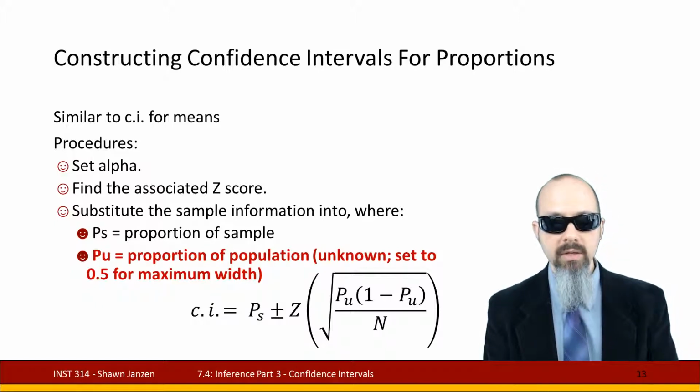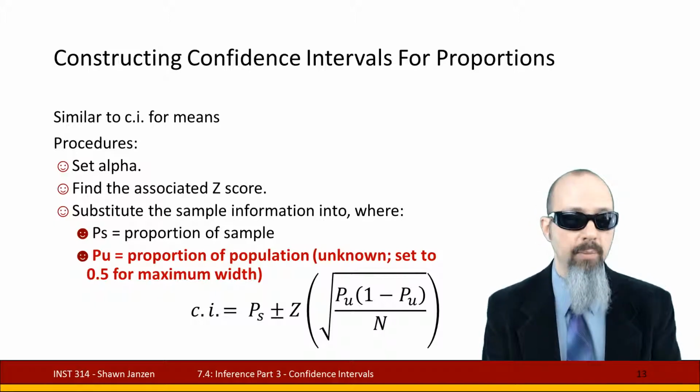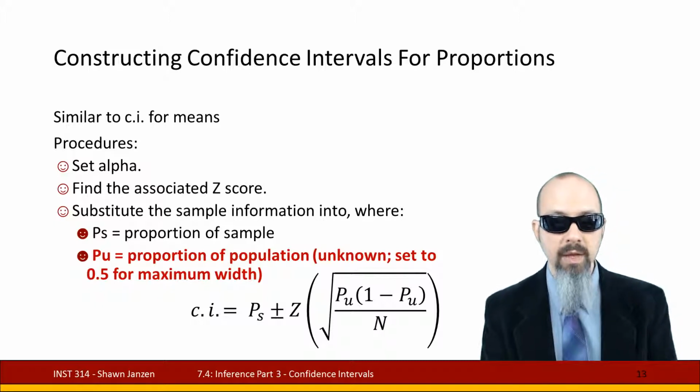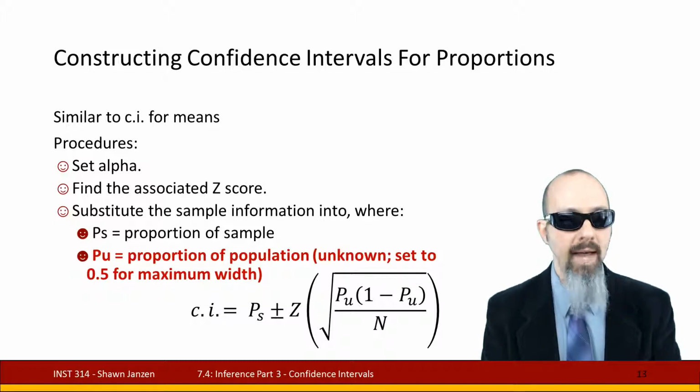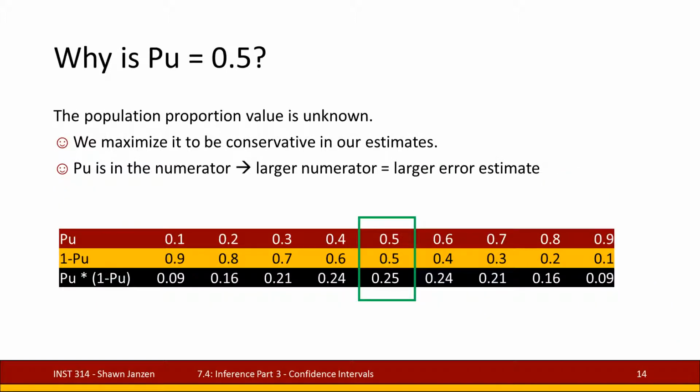Now, the little weird thing about this is p sub u, which is our proportion of the population. We often don't know it because if we're not given population information, which most times we're not, what we're going to do is set it to 0.5. That is going to maximize the value we're going to get in the formula and give us the most conservative estimate. Why 0.5? Well, like I was just saying, the population proportion is unknown. So by trying to make the largest value we can for it, we're going to be the most conservative in our estimates.